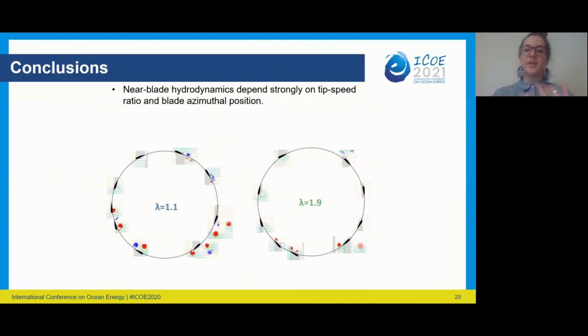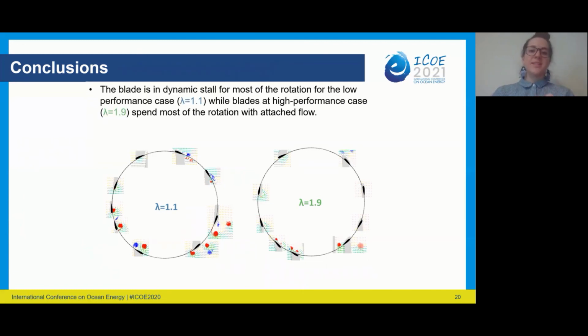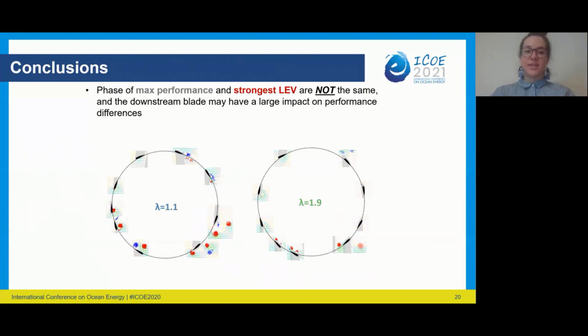So in conclusion, the near blade hydrodynamics clearly depends strongly on both the tip speed ratio and the blade azimuthal position. The duration, severity, and phase of flow reversal and detachment on the blades appears crucial to overall turbine performance. In fact, the blade is in dynamic stall for most of the rotation for the low performance case, while only a small part of the rotation for the high performance case. Interestingly, the phase of maximum performance and that of where the strongest leading edge vortex is present are not the same, signifying that the downstream blade dynamics may have a large impact on performance.